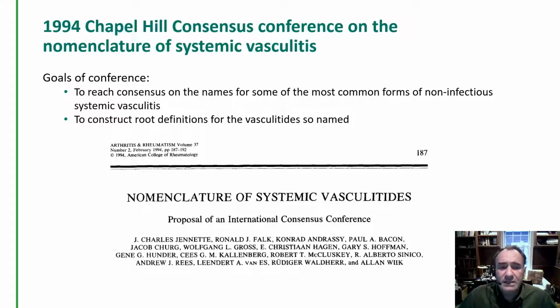A lot of research gets done. In 1994, there's a large consensus conference on the nomenclature of systemic vasculitis. The goals of the conference were to reach consensus on the names for some of the most common forms of non-infectious systemic vasculitis and to construct root definitions for the vasculitides that were so named. Interesting, famous participant in this conference, Jacob Churg, was still around.